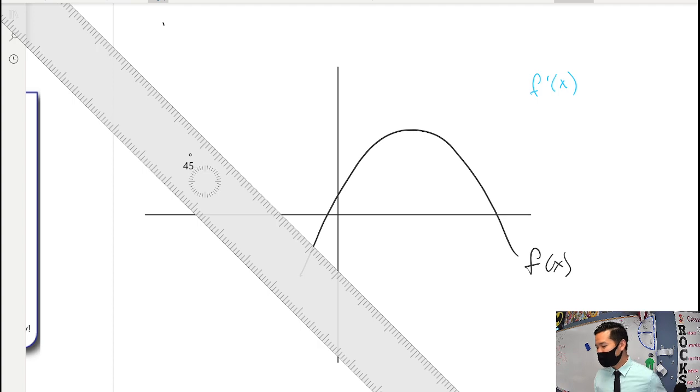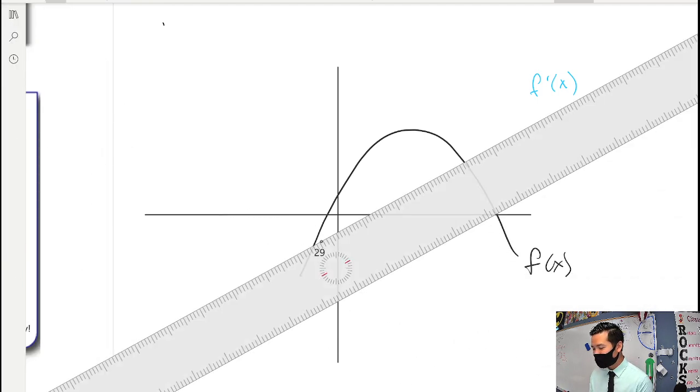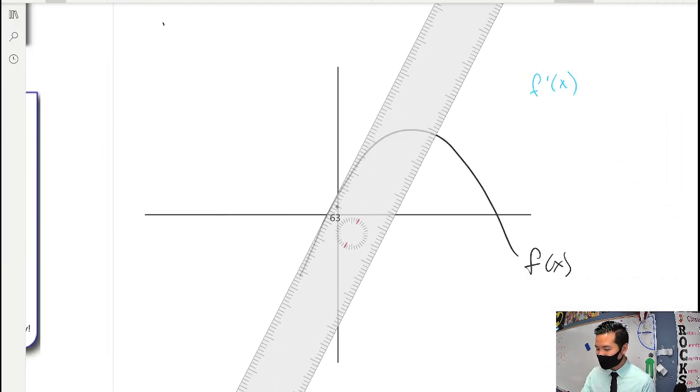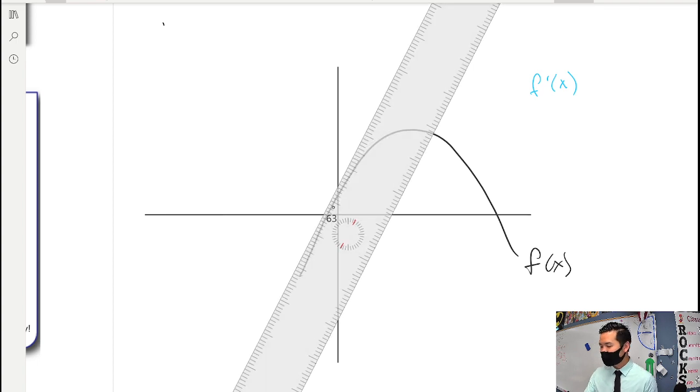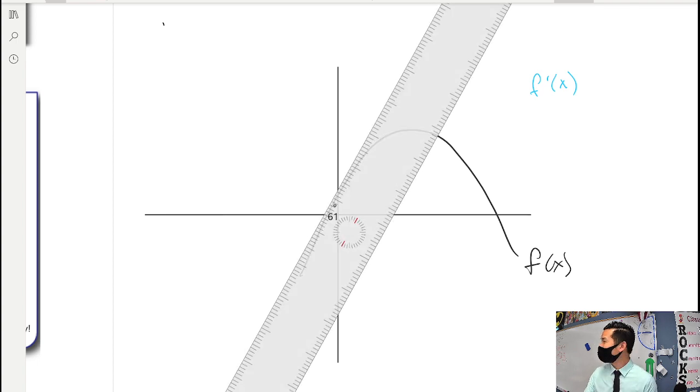So what's a tangent line? If I were to take a ruler and go really close to this function on the edge right here, I'd say that's my tangent line for this spot over here on the left. You see that? What do you think the slope of that line is? Do you think that's a positive slope or a negative slope?